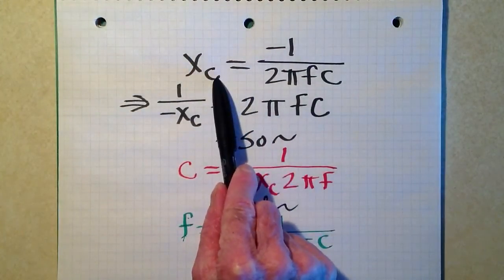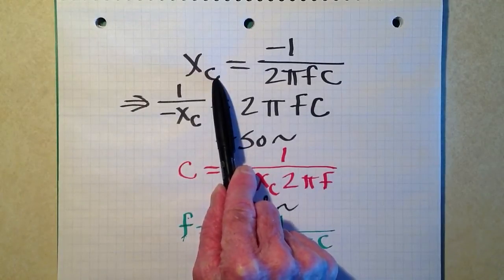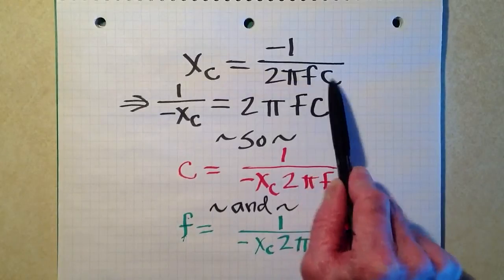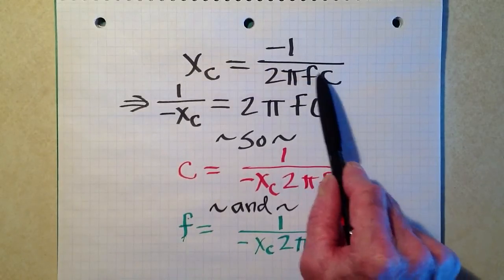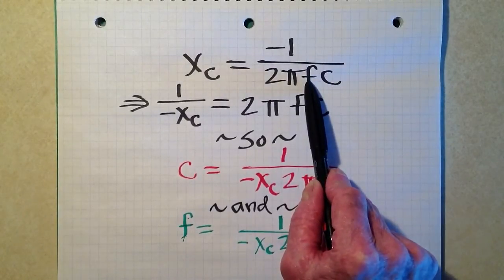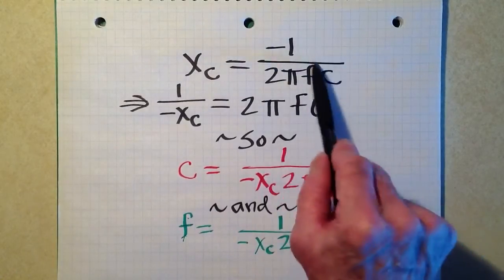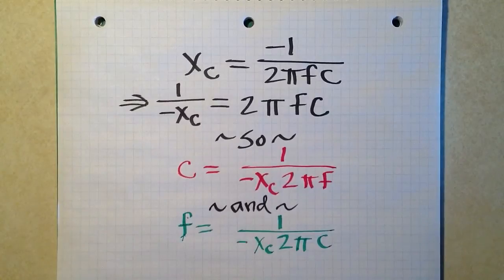There is the formula for capacitive reactance, X sub C, in terms of the frequency and the capacitance. If we know the frequency in hertz and the capacitance in farads, then we can use this formula to determine the capacitive reactance in negative ohms, as it were. Remember, capacitive reactances are always negative.